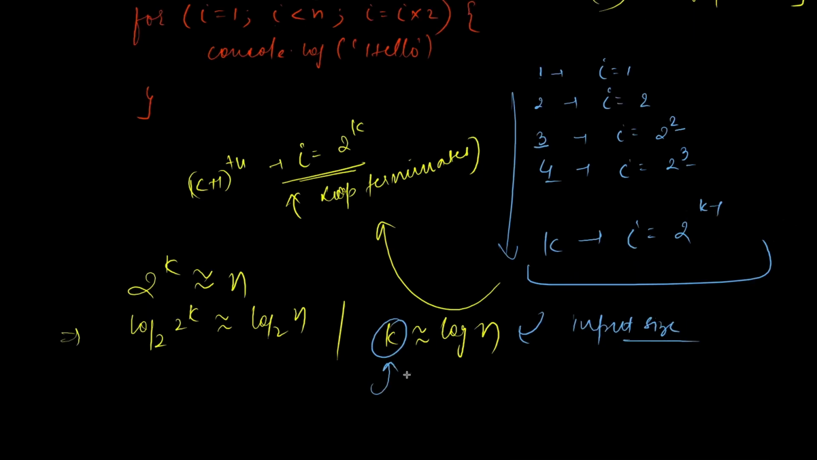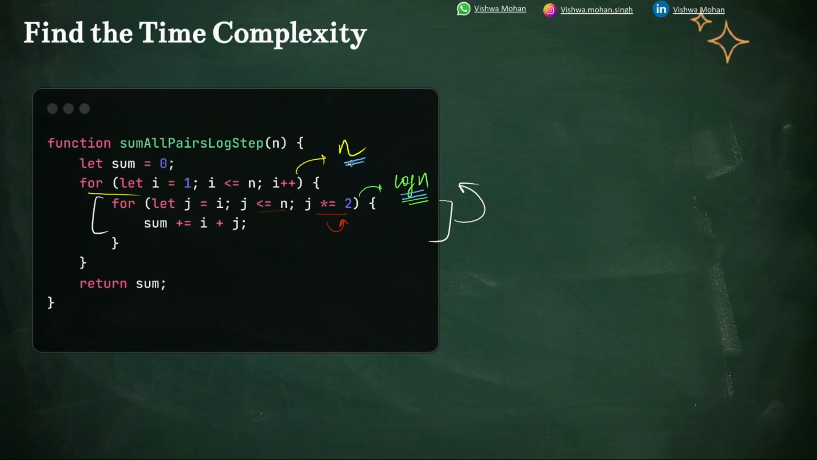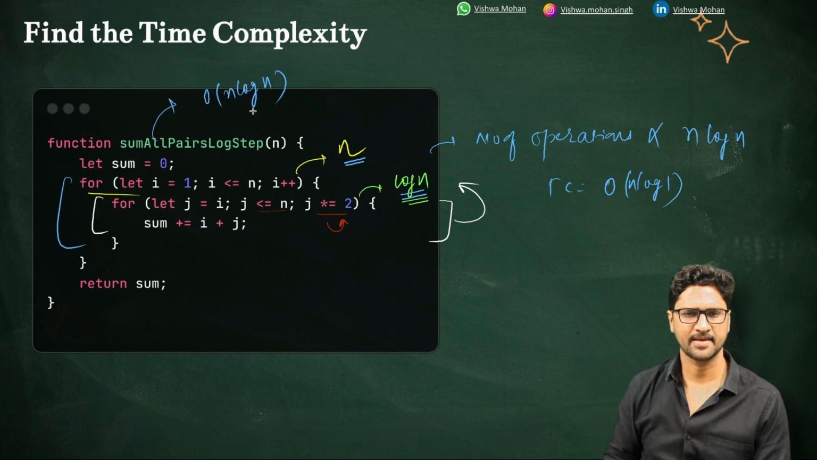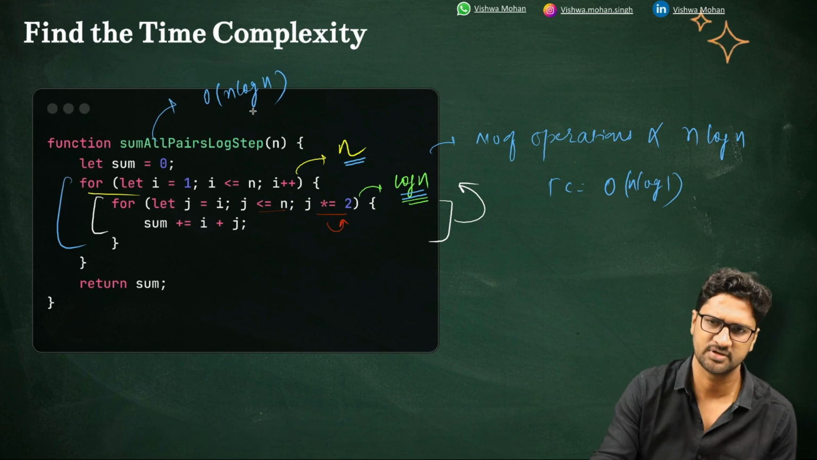K is my operations, right? Did you get it? So if I go back here, this will run for log n times, and the outer loop is running for n times. So overall, if I ask how many times the for loop will run, the total number of operations will be proportional to n times log of n. So what will be the time complexity? The time complexity will be big O of n log n. Am I clear? Make sense? This will be the time complexity of this problem. Let's move on to the next problem.